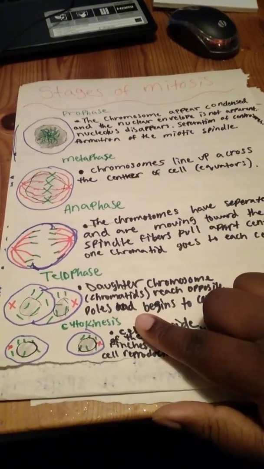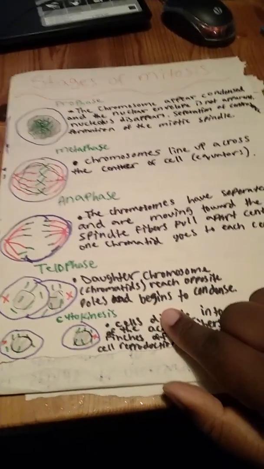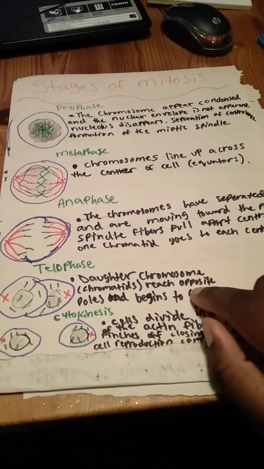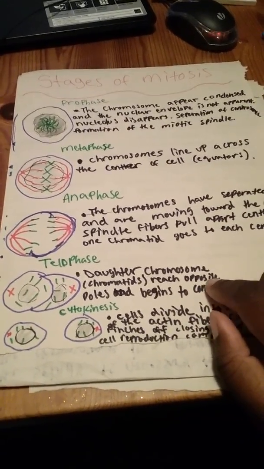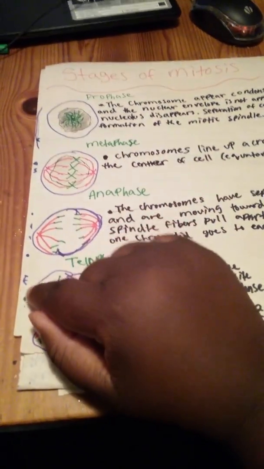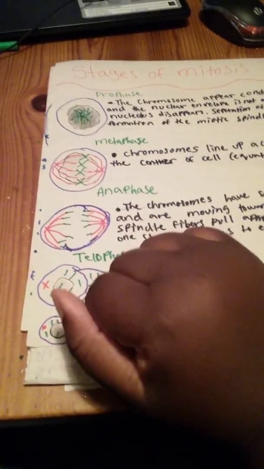Telophase, the fourth phase. Daughter chromatids reach opposite poles and begin to condense. So as you can see, they reach opposite poles.